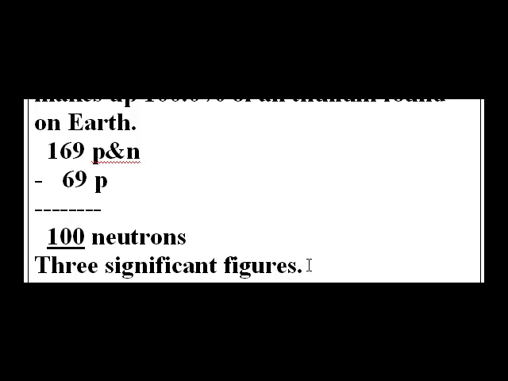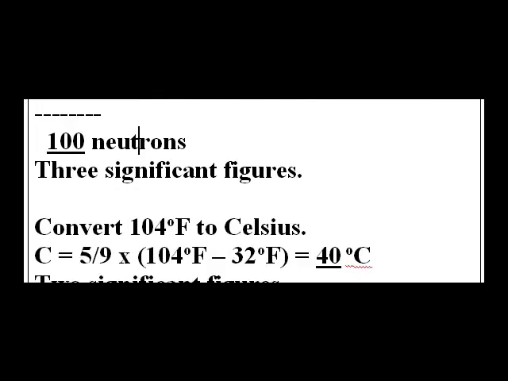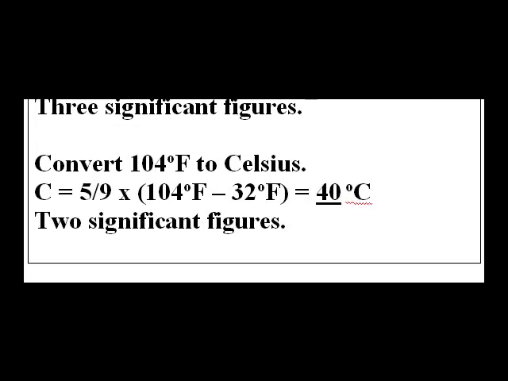It's sometimes hard to signify that. Perhaps put a little bar above the last significant zero. I underlined all three in this case. Okay, and the last example. Convert 104 degrees Fahrenheit to Celsius. This is the formula, and when you plug that into the calculator, you come up with 40.